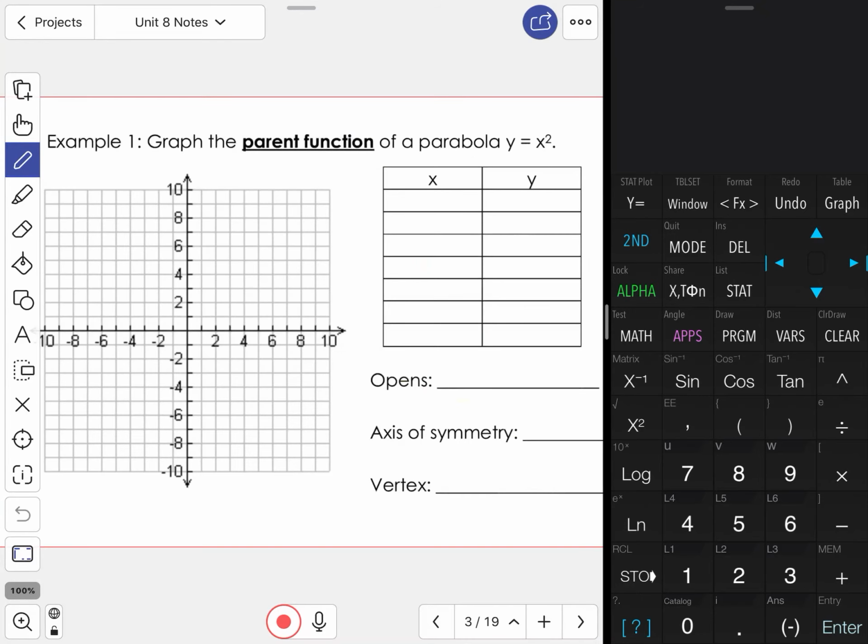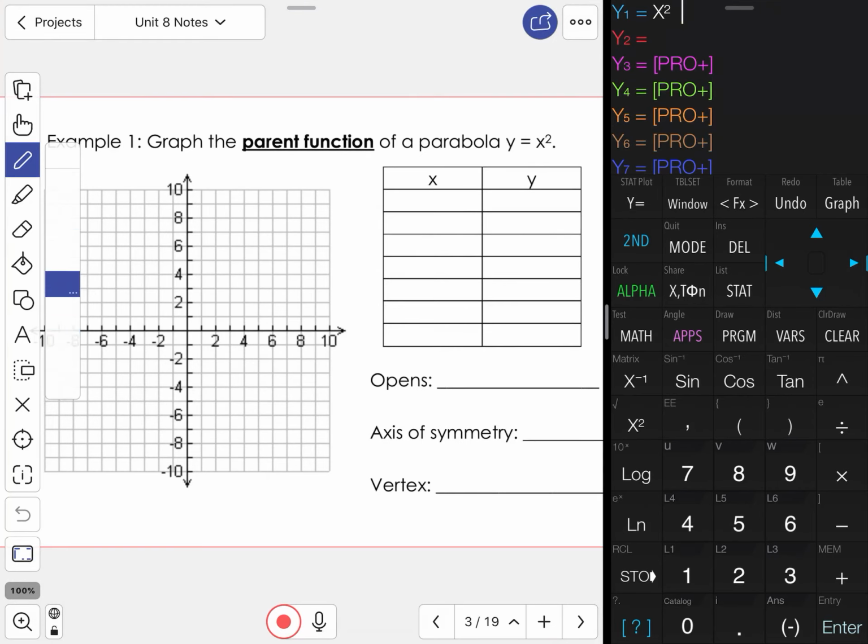In the first example, we want to graph the parent function of a parabola, y equals x squared. We're actually going to graph this in our calculators. Our calculators are able to graph for us. So the first thing we are going to hit on our calculator is the y equals. That is in the upper left corner, right there. And we're going to type in x squared.